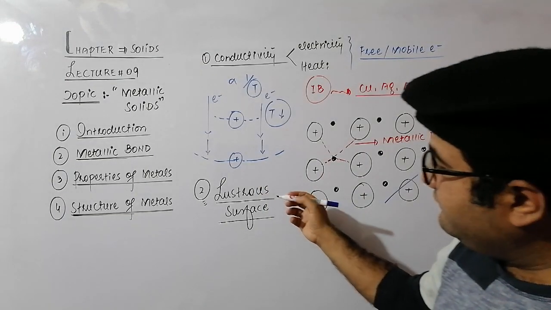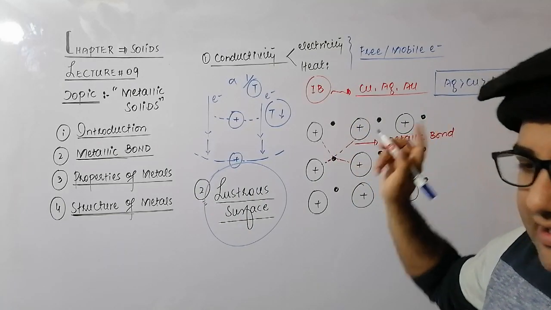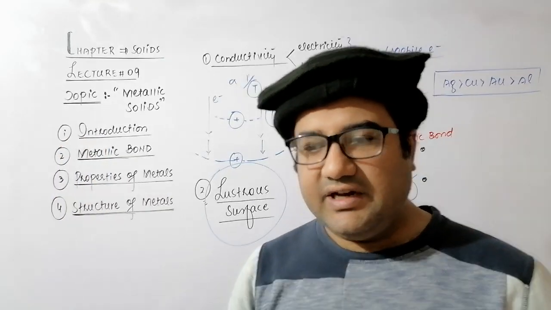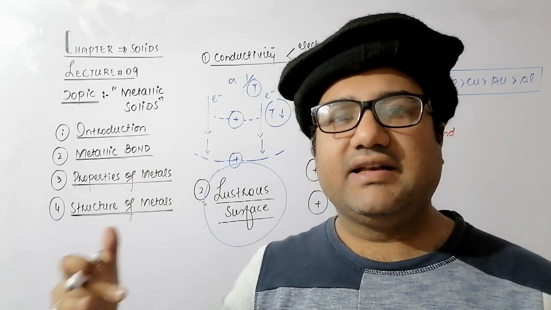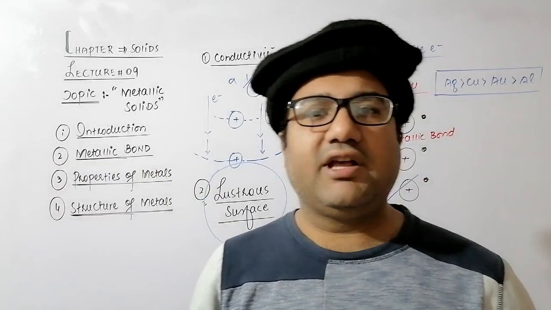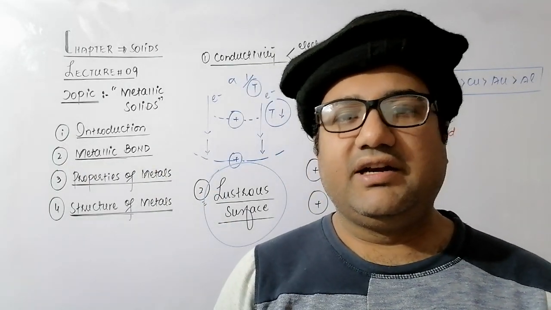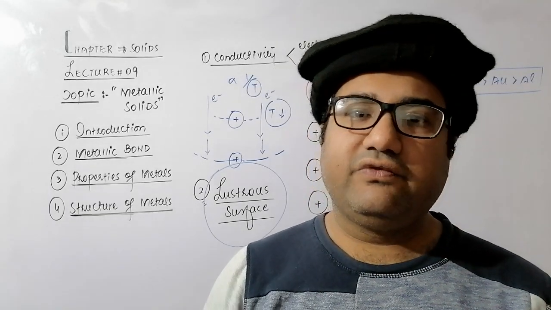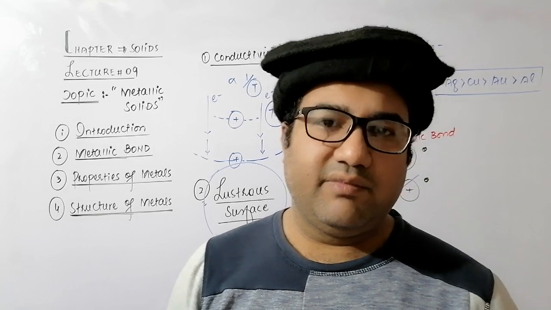Again, the lustrous surface is especially because of these free electrons. Because when light falls on these free electrons, they move from lower energy to higher energy. That is called excitation of the electrons. But after spending a short duration of time in the higher energy, they again fall into the lower energy level, and some energy is released, and the photons which are released during the de-excitation of the electrons make metals lustrous.